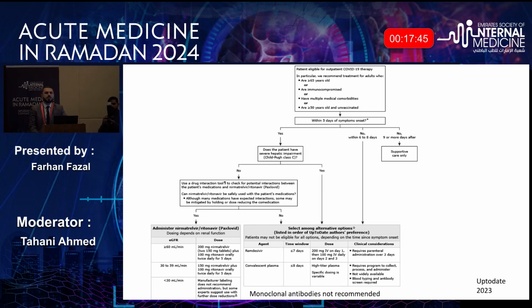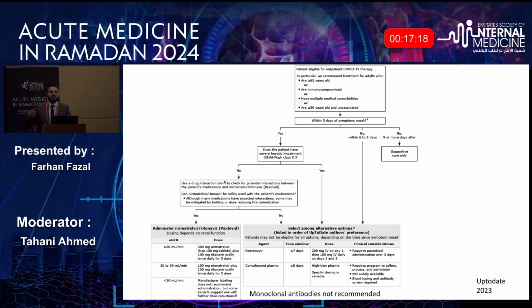If the patient is at high risk of developing serious infections, that is age of 65, are immunocompromised, have multiple medical comorbidities, or is above 50 years and unvaccinated. Fortunately, the last line doesn't hold good for UAE because most of us are vaccinated. Now, the trick here is that if the symptoms are less than 5 days, only then can you think of Paxlovid. After 5 days, the efficacy is not that great.